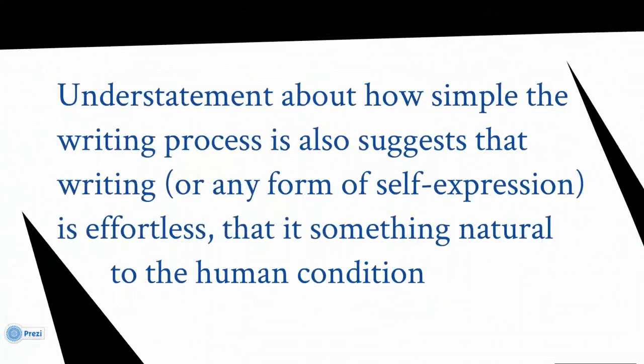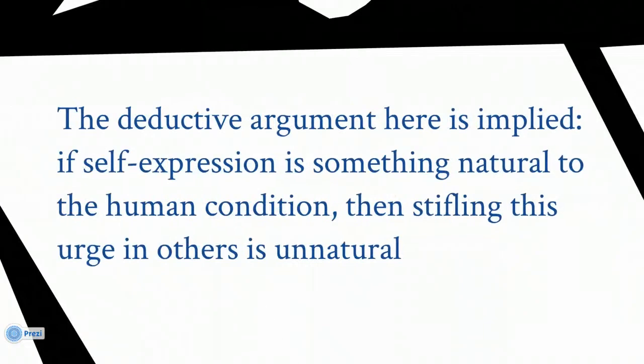Going back, this is also supported by her use of understatement, describing how simple it is to become a writer. When she understates how simple the writing process is, she is also suggesting that writing, or any form of self-expression, is effortless, that it is something natural to the human condition. The implied deductive argument here is that if self-expression is something natural to the human condition, then stifling this urge in others is unnatural and therefore wrong.